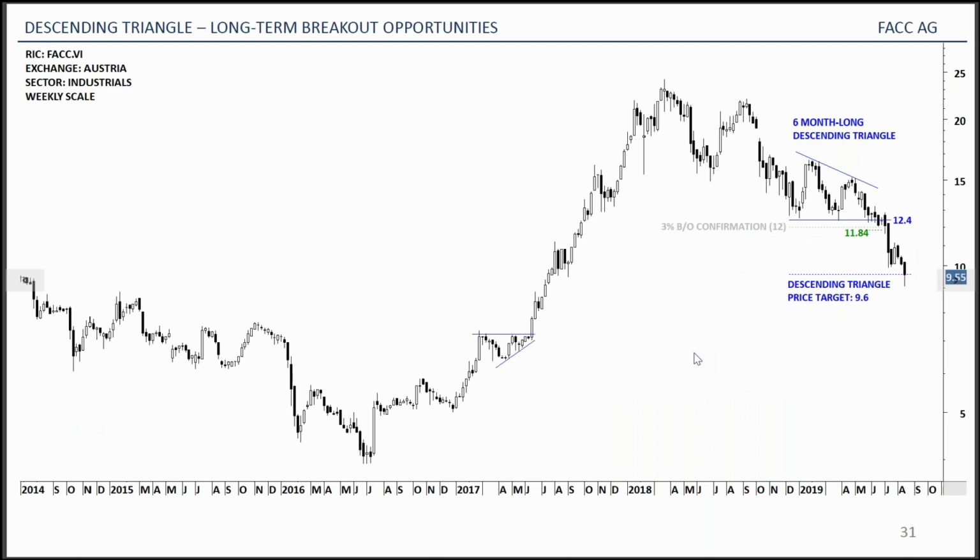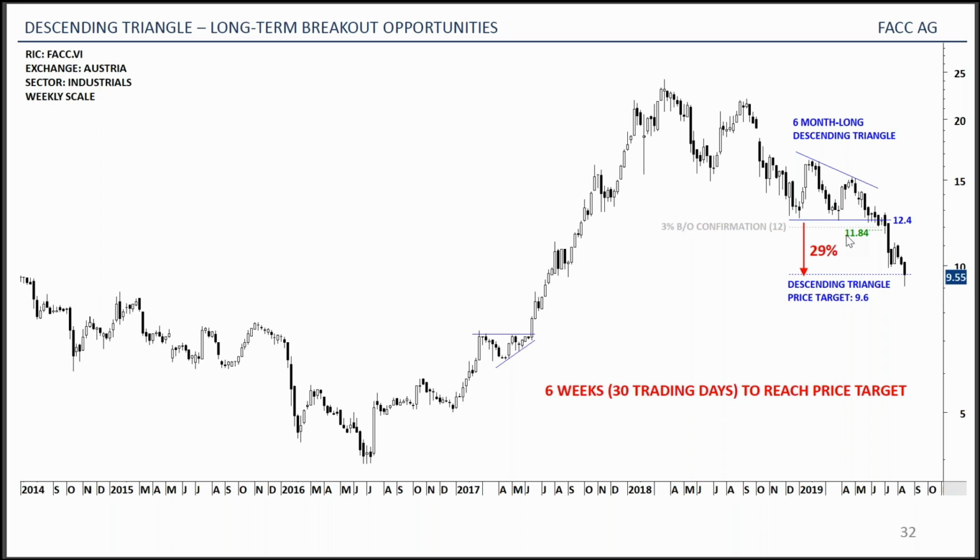Let's have a look at a longer-term descending triangle, 6-month-long descending triangle. Now you can see the 3% breakout confirmation at 12. So 12.4 is the chart pattern boundary. We are not that far away from the chart pattern boundary as a confirmation level relative to the price target. So there is still a good amount of potential that is left after the breakdown confirmation. So the daily close that took place below the chart pattern confirmation was 11.84. It allowed us from the chart pattern boundary to the price target 29% potential.